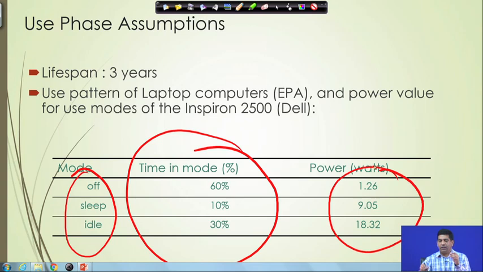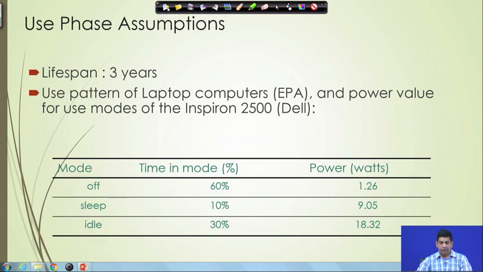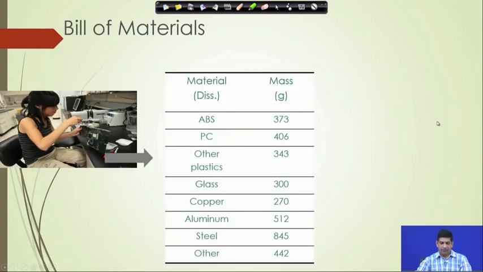Even in the off mode, you have a certain power requirement. Then in sleep, you have some, and the idle also has certain power, based on how much time it is off or sleep or idle. There are certain power requirements which go there. So the power value for the use models is for the use phase assumption. So this is the data for the use phase, not for the manufacturing phase.